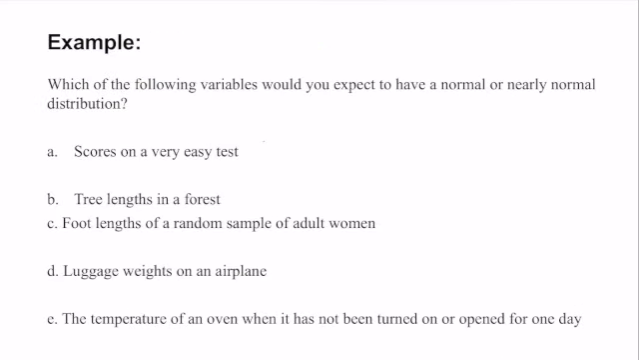So let's talk through a few examples and see which of the following you would expect to have a normal or a nearly normal distribution. Scores on a very easy test. Would that be a normal distribution? No, right? If it's a really easy test, everybody gets A's, that's not a normal distribution. How about tree lengths in a forest? Yes, this occurs naturally. This would have a nearly normal distribution.